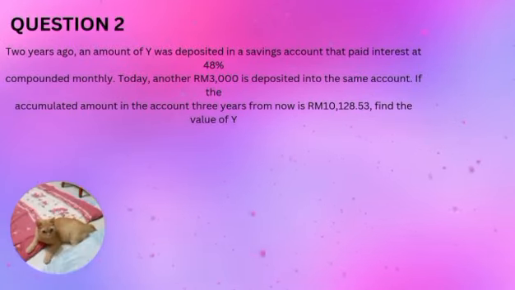Now, for question 2. Two years ago, an amount of Y was deposited in a savings account that paid interest at 48% compounded monthly. Today, another 3,000 is deposited into the same account. If the accumulated amount in the account 3 years from now is 10128.53 ringgit Malaysia, find the value of Y.